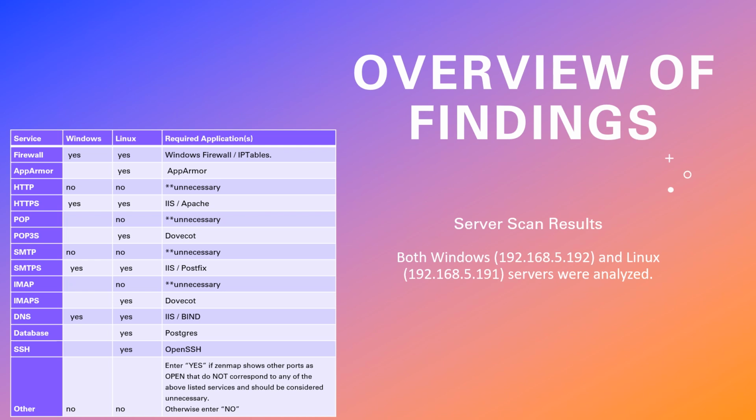So moving on, for HTTPS, for Windows, we did IIS, which is a yes, it did show up. For Linux, we did Apache, which was a yes, that did show up. As for POP, it's not applicable for Windows, and for Linux, it was unnecessary, and our scan showed it did not show up, which is great. For POP3S, again, Windows is not applicable, but for Linux, Dovecot was present in our scans, which is amazing. For SMTP, both were unnecessary and both did not show up as an open port in our Nmap scans.